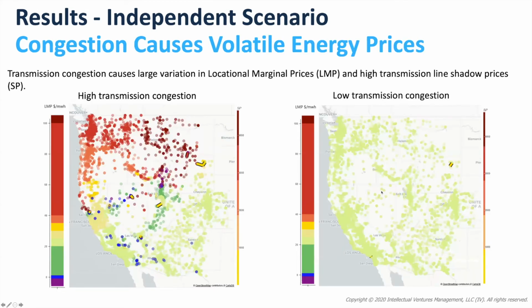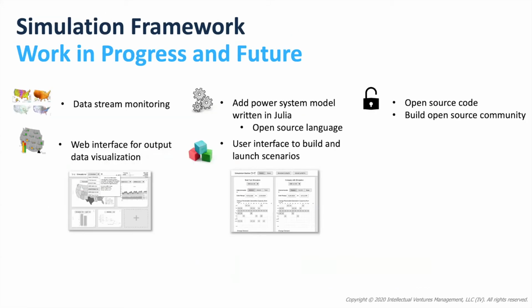And the last result here is we can also show that the price of electricity can vary a lot if we have a lot of congestion here on the left-hand side. On the right-hand side, where we have almost no congestion, there is not much price difference.